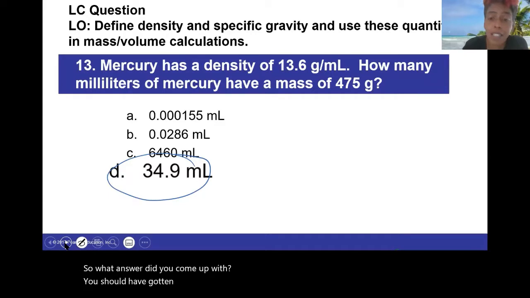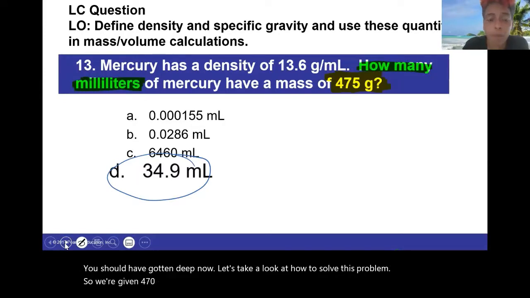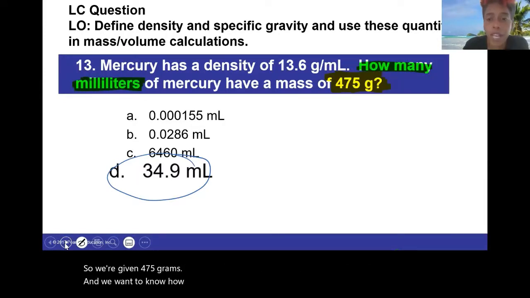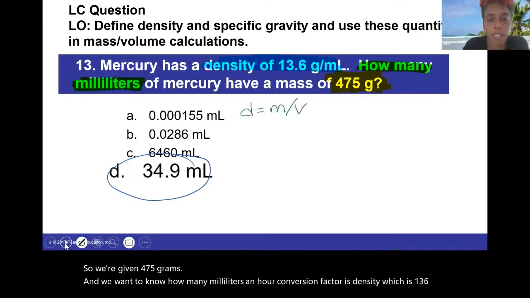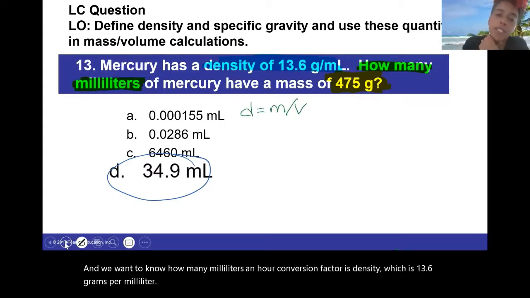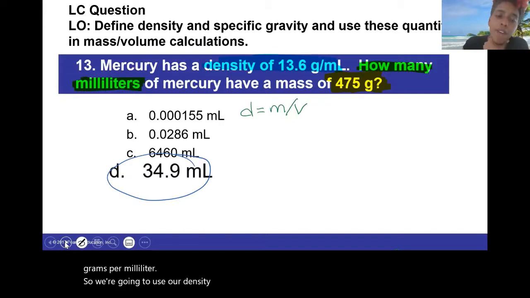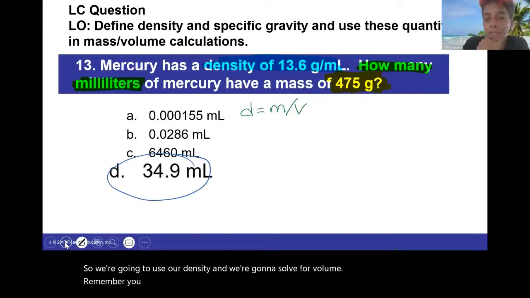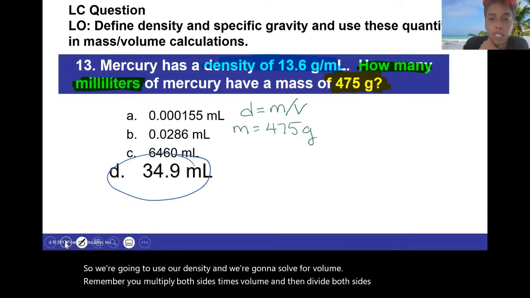Now let's take a look at how to solve this problem. So we're given 475 grams, and we want to know how many milliliters, and our conversion factor is the density, which is 13.6 grams per milliliter. So we're going to use our density, and we're going to solve for volume. Remember, you multiply both sides times volume and then divide both sides by density. Our mass is 475 grams.